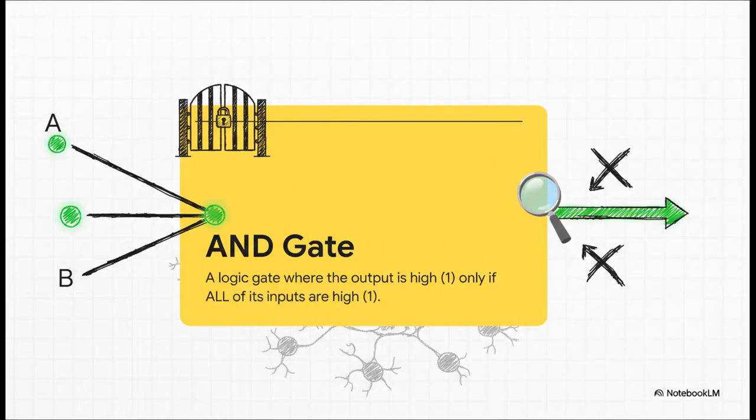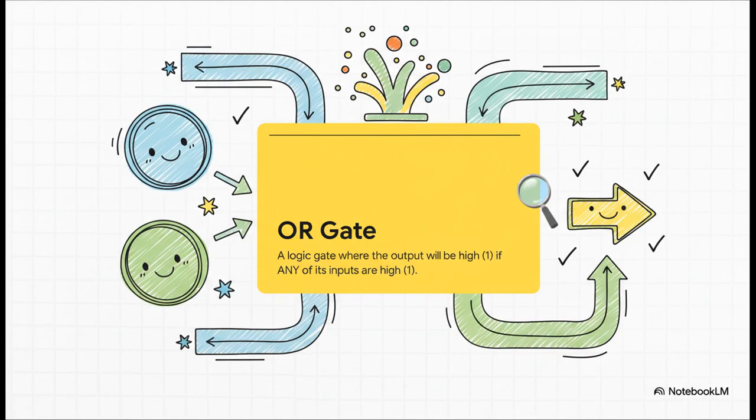First up, you've got the AND gate. Think of this one as a super strict bouncer at a club. It looks at input A, then it looks at input B. It needs a yes from input A and a yes from input B to let the signal pass through. If even one of them is a no, the door stays shut. Period.